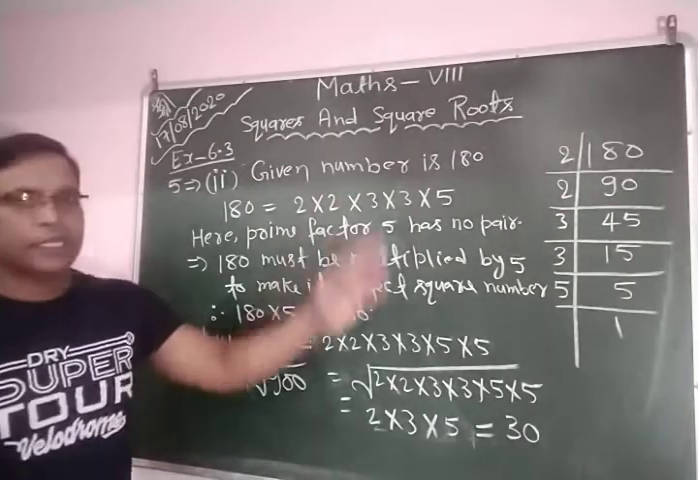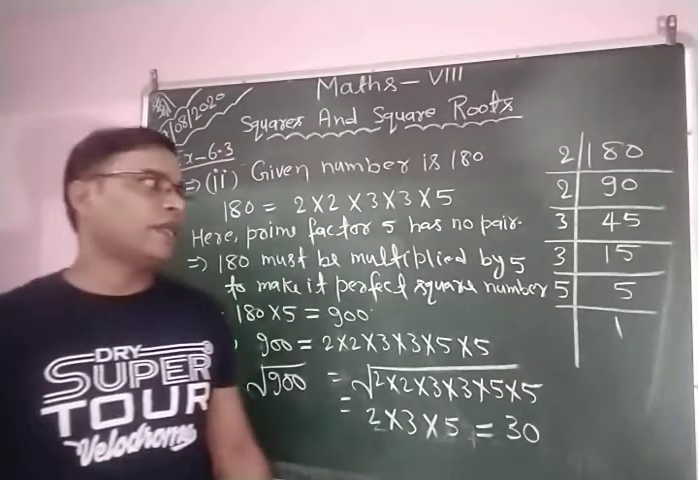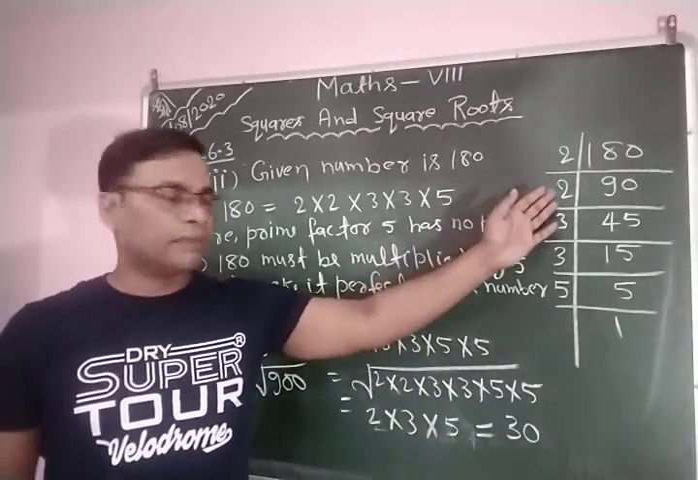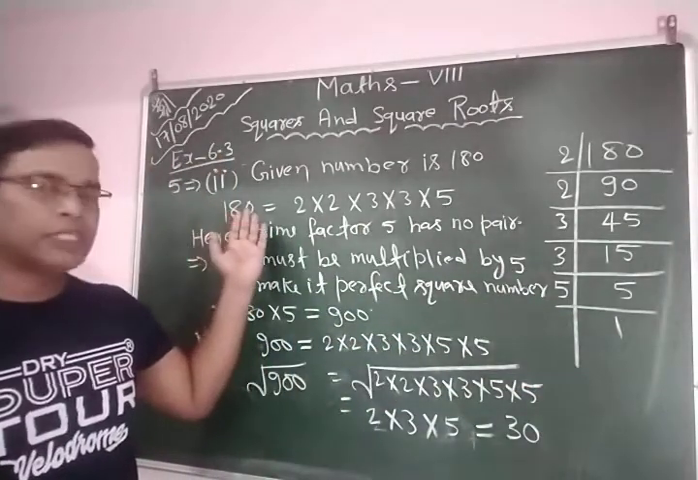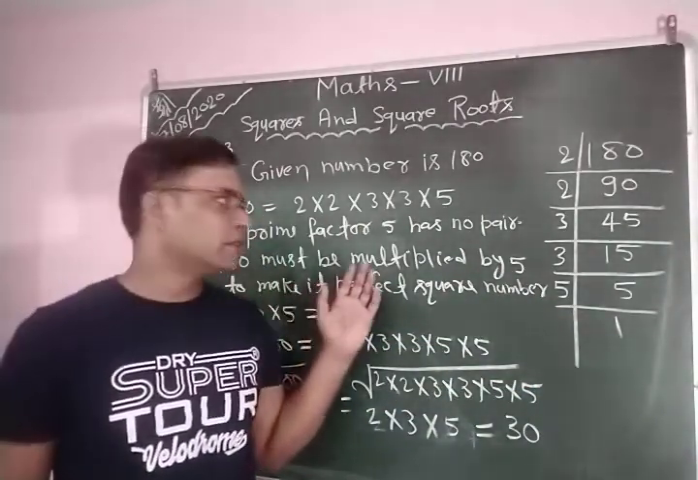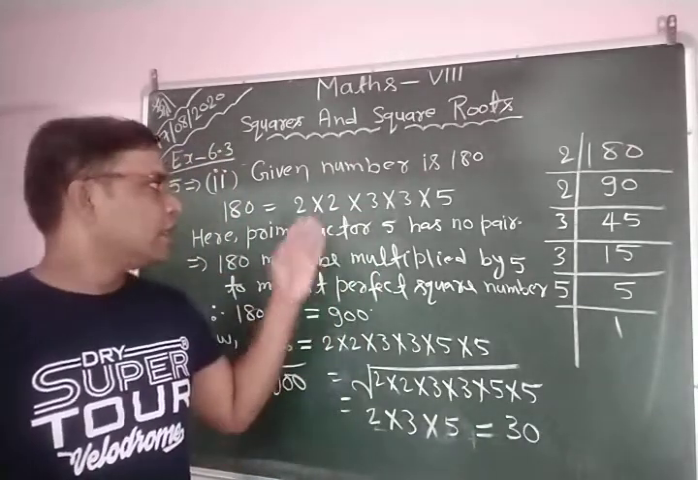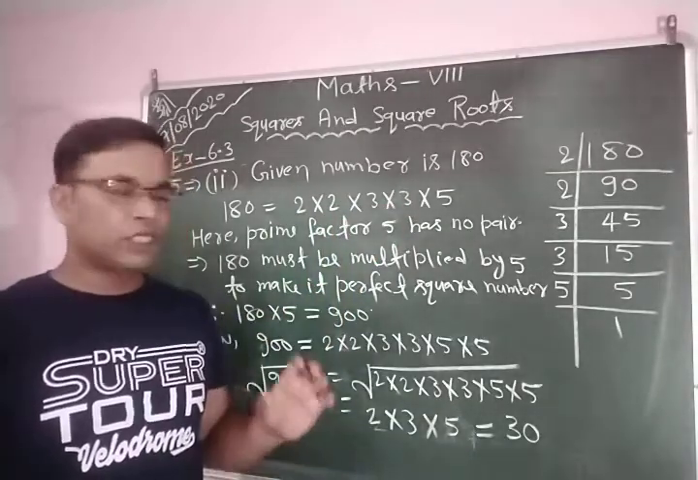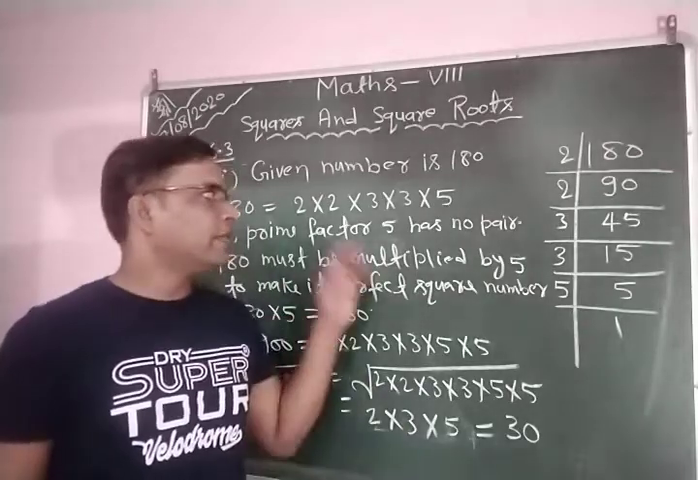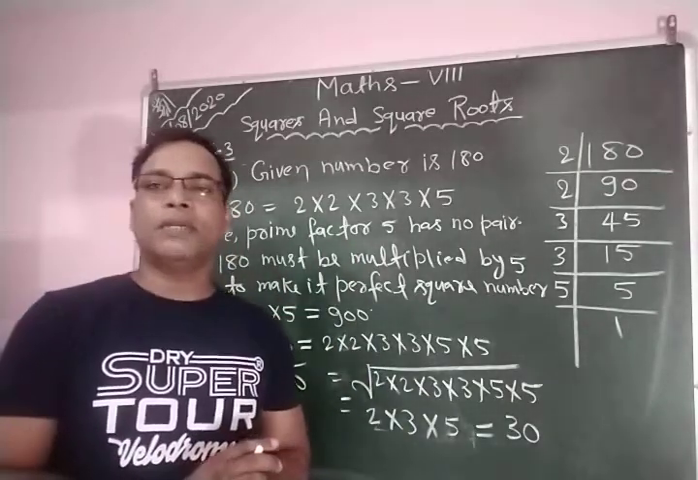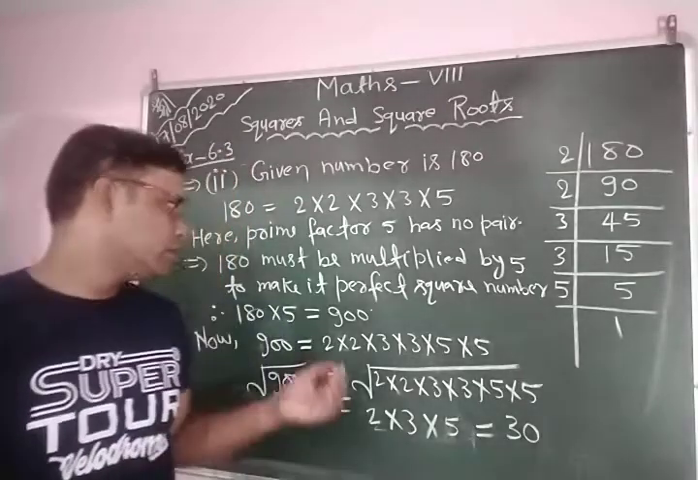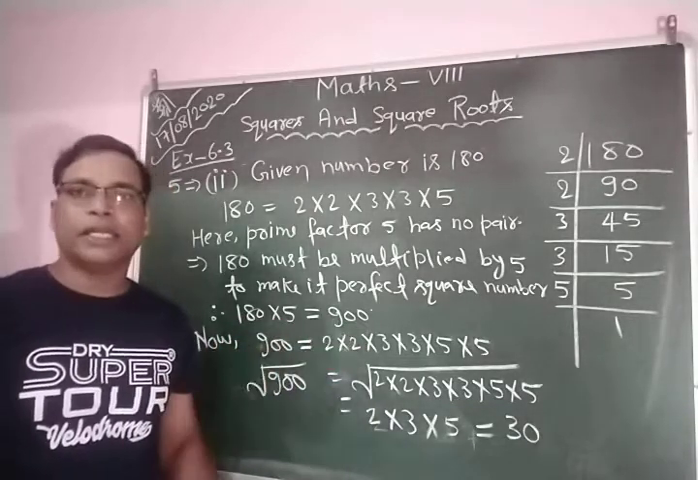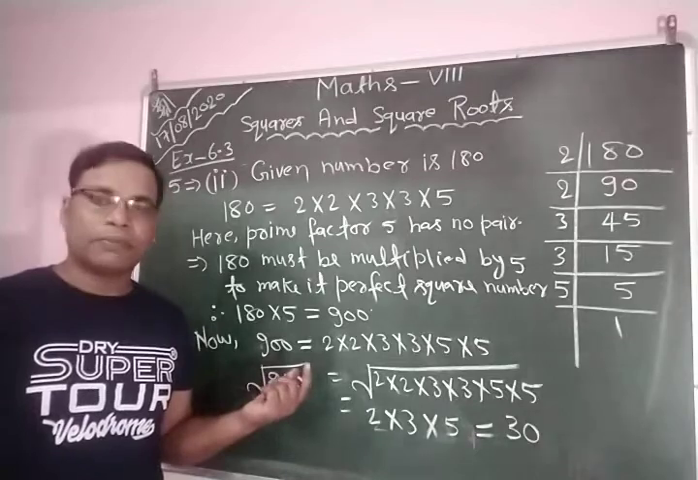Here you can see the given number is 180. First we write the prime factorization. After this we express these numbers in the form of prime factors. Here you can see 2 has a pair, 3 has a pair, but 5 has no pair. So the smallest number is 5. If you multiply 180 by 5, we obtain a perfect square number. So we multiply 180 by 5, and this becomes 900. 900 is the new number, a perfect square number.